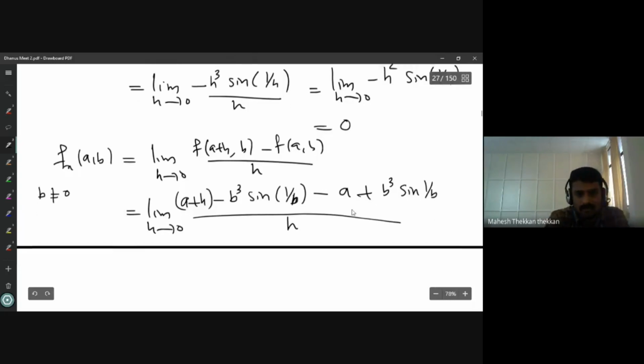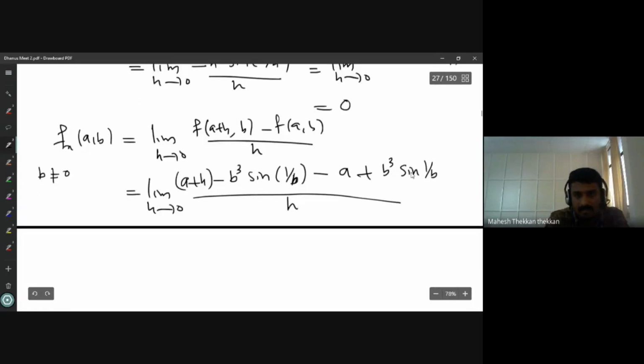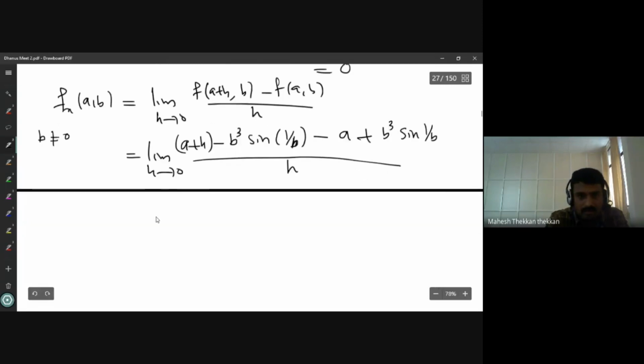Okay, so this b cube sine 1 by b will cancel. Then that a also will cancel. Then the remaining is the limit h tending to 0 of h by h. That is nothing but 1. So for the case b not equal to 0, we get 1.